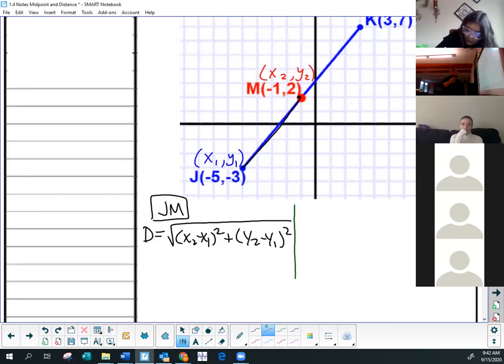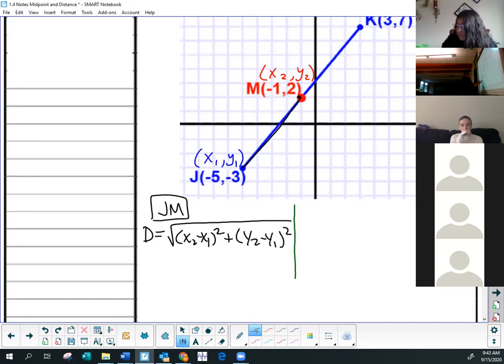Keep in mind the 1 and the 2 just mean what your endpoints are, or what the 2 points are for your distance. It doesn't really matter. No, that's a great question. It doesn't really matter. I can easily call M x1, y1, and I can call J x2, y2, because we're finding distance, the order doesn't tend to matter. And someone actually said earlier that if it turns out to be negative, we're going to square it anyway, and so that negative goes away.